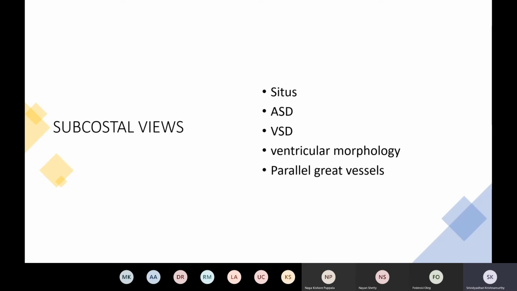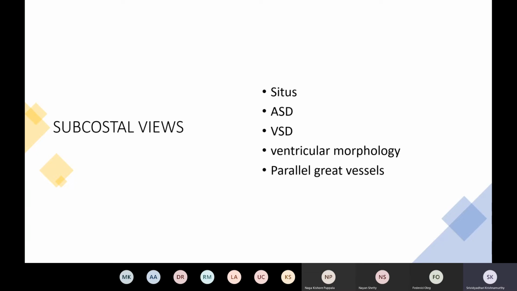So subcostal views, we look for, again, situs, looking at the ASD and the size of it, the flow across the ASD, and then again looking at the VSD and the size of it, and to define the ventricular morphology. Obviously, CCTGA is the one that's associated with the left ventricle being on the right, so we need to identify that.